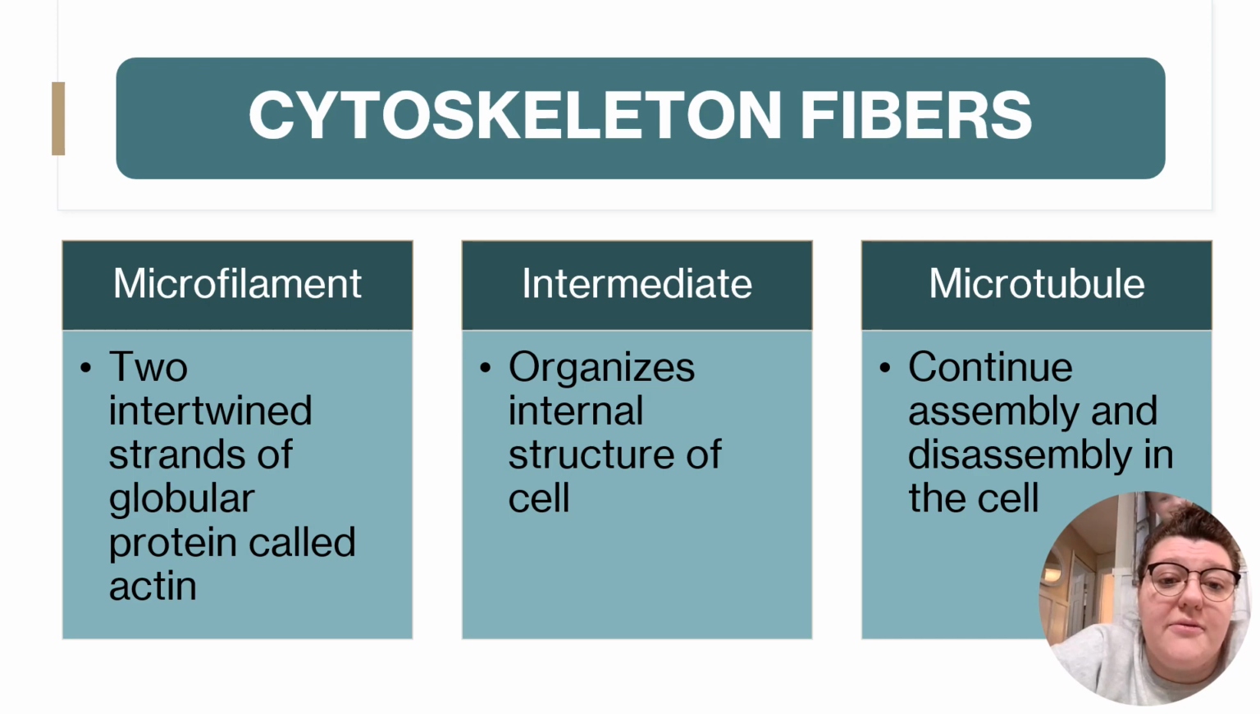Next, we're going to talk about the 3 different cytoskeleton fibers. So we have microfilament, intermediate, and microtubule. With the microfilament, 2 intertwined strands of globular protein called actin form the microfilament. But you'll also hear microfilament called the actin filament, and that's because they're formed from actin. Intermediate organizes the internal structure of the cell. And then microtubules continue to assemble and disassemble things in the cell. Microtubule is kind of what its name says. They're like little long tubes.